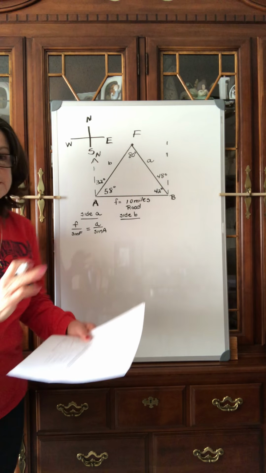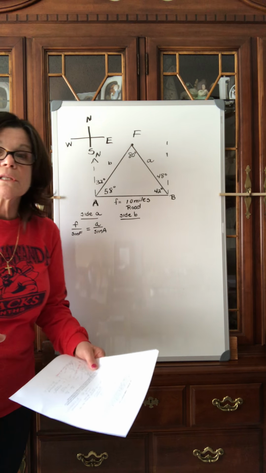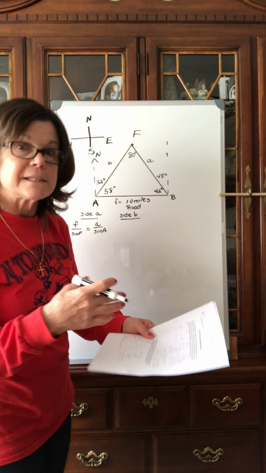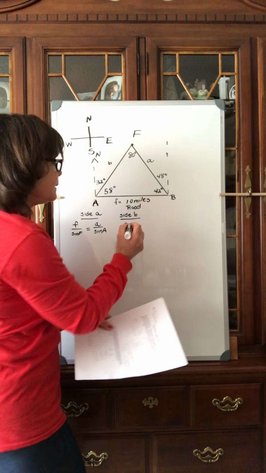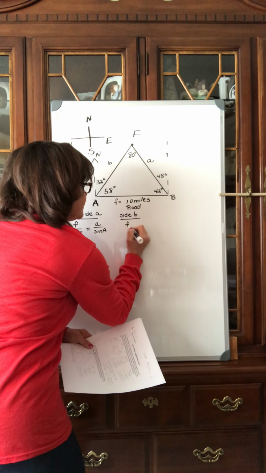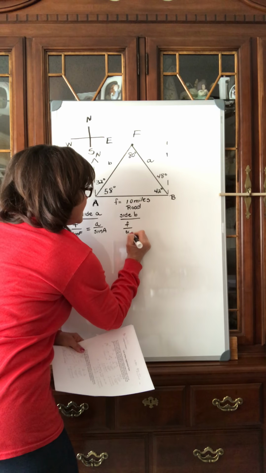Cross multiply for side A, plug in the values to the law of sines, and then find that distance. Then to find side B, it's going to be F over the sine of angle F. We're looking for side B over the sine of angle B. Do the same thing again, solve it for B. This is all in the notes that I photocopied for you that's on Schoology. And then find side B.